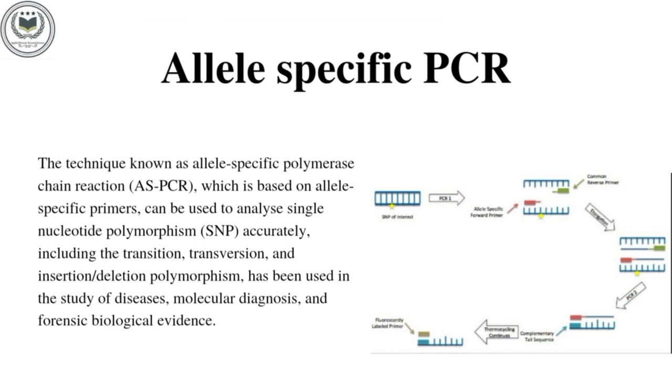Procedure of allele-specific PCR. Step 1. Primer designing. Step 2. Amplification. Step 3. Agarose gel electrophoresis and Step 4. Result interpretation.